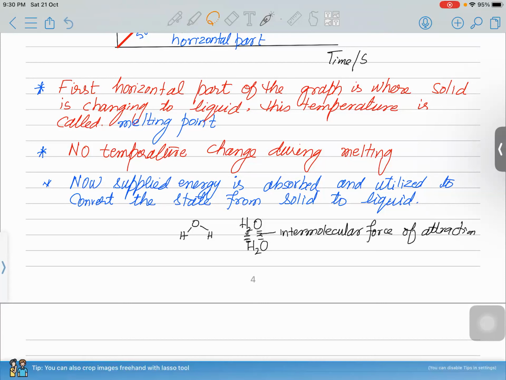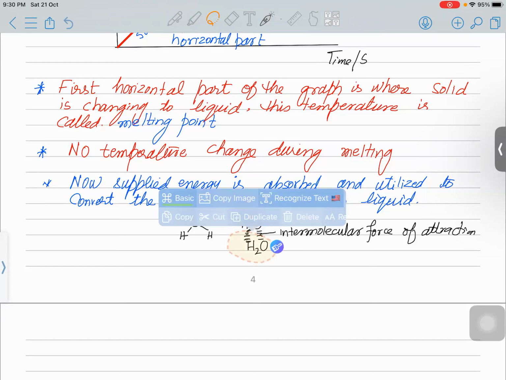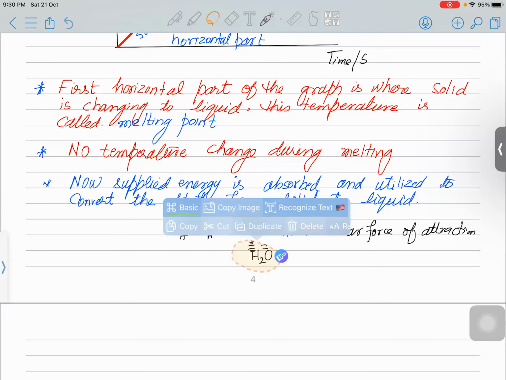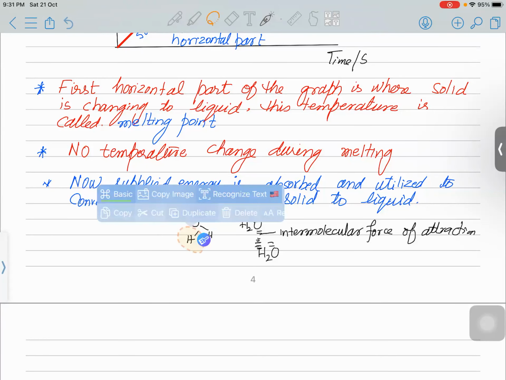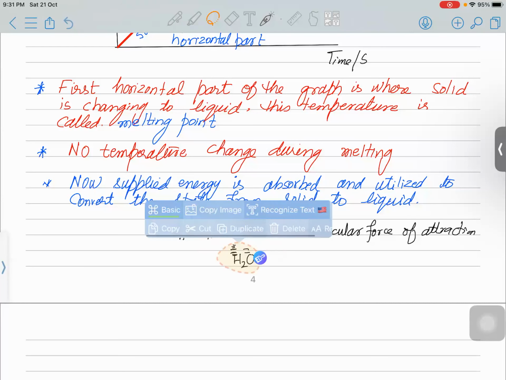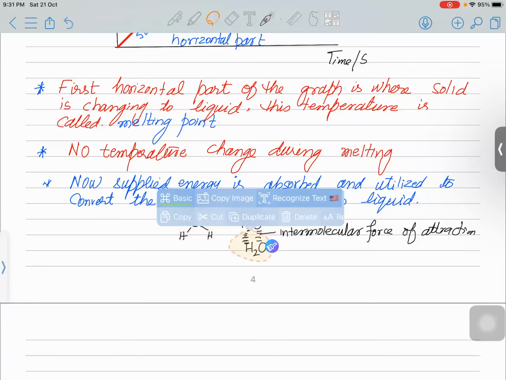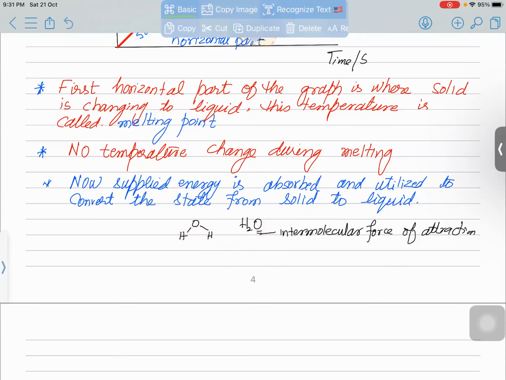Now, Saad, listen. When you heat, this intermolecular force is overcome, and now the water boils. The bonding is not broken. H2O remains the same. But the intermolecular force is overcome. When this force of attraction is overcome, water boils and evaporates. Are you getting my point or not? Yes, sir.